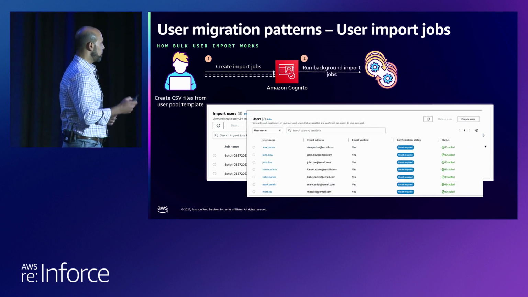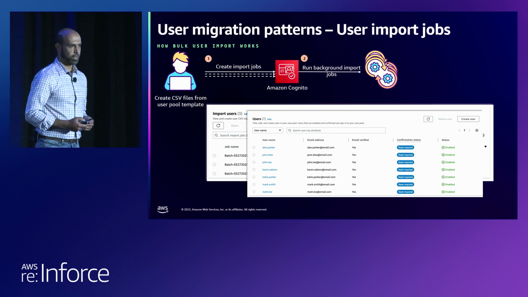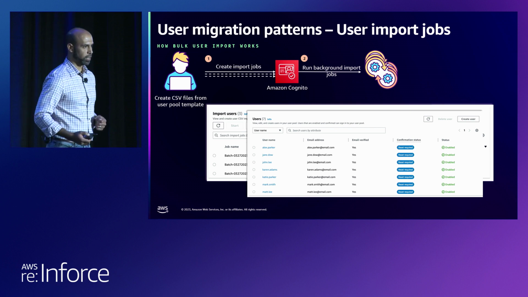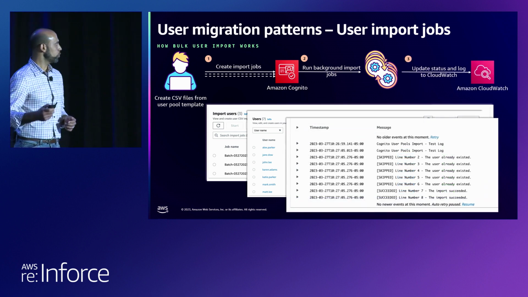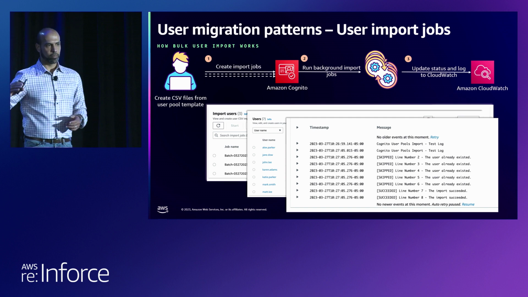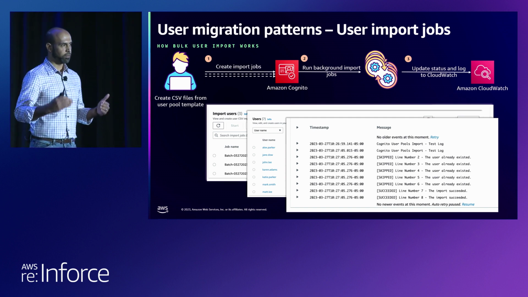Cognito then runs through these jobs and imports the users in a reset required state. What this means is that the user is imported and active, but the user is required to reset their password when they sign in. We'll look at the user experience in the next slide. Cognito also, during this process, publishes all of the imported, skipped, or failed transactions to CloudWatch logs, so you can easily troubleshoot why something failed.